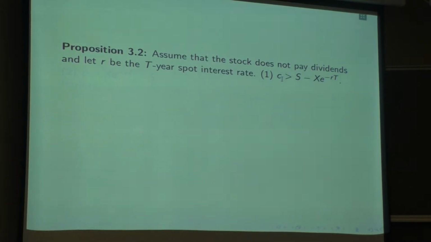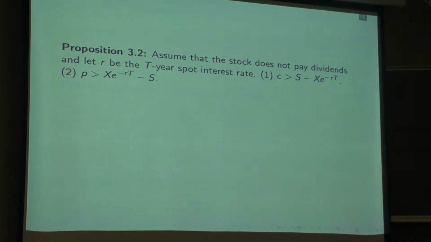The price of a European call option is greater than the spot price of the underlying asset minus the strike price times e to the minus interest rate times time to expiration. And we have also an inequality involving the price of a European put option, and that's going to be greater than the strike price times e to the minus T-year interest rate times time T, minus the spot price. So let's see how we prove these two inequalities.